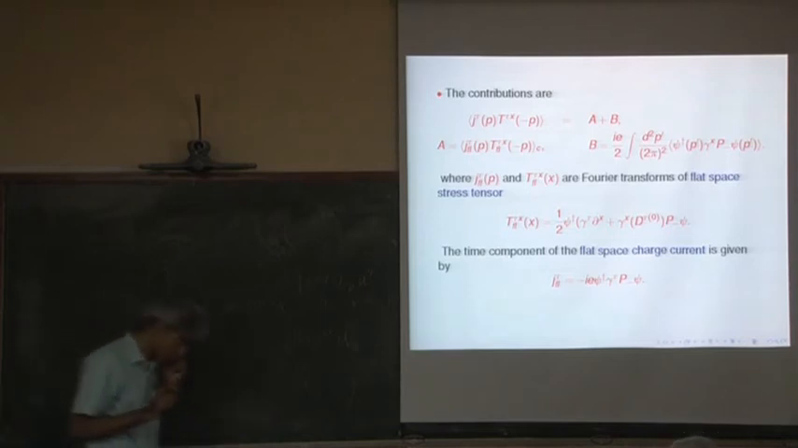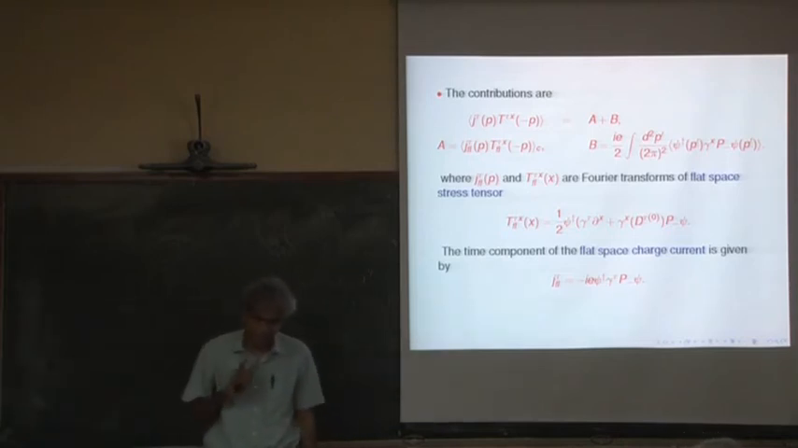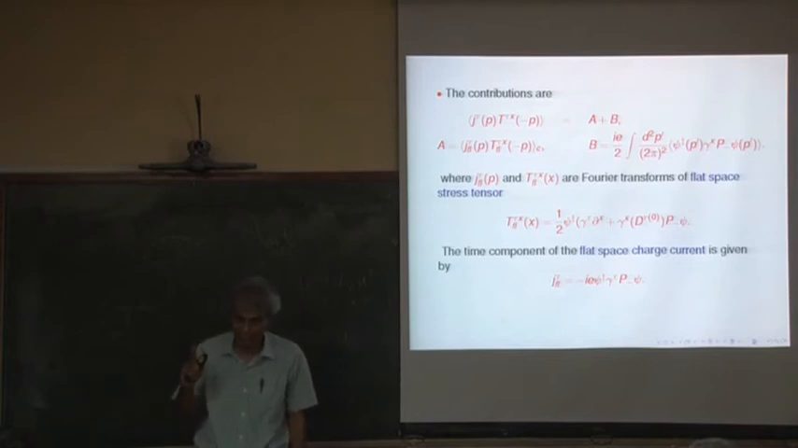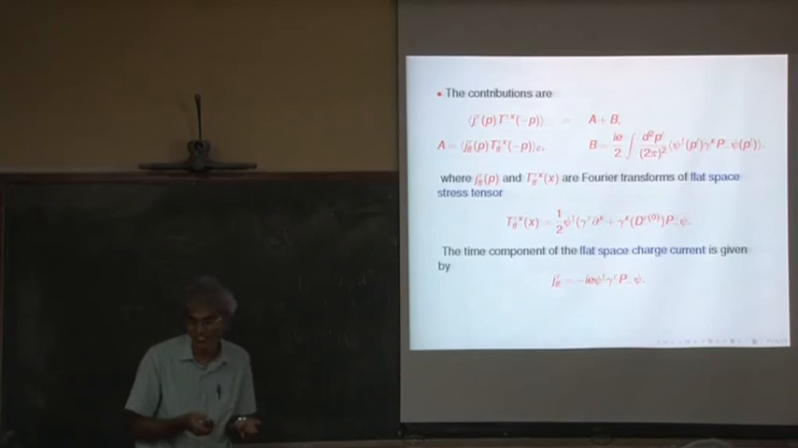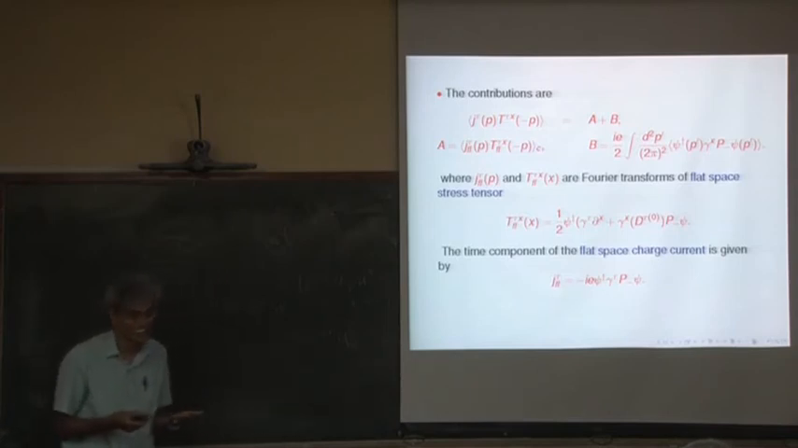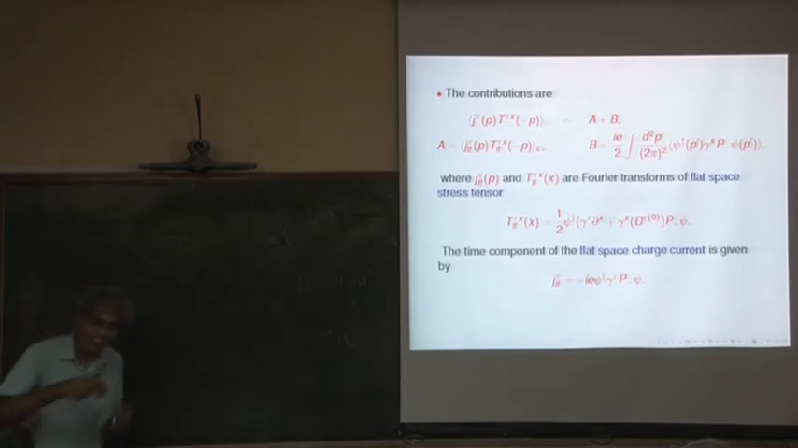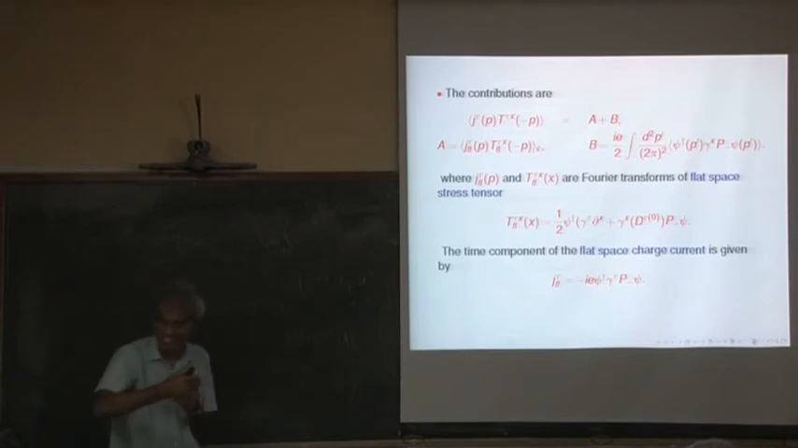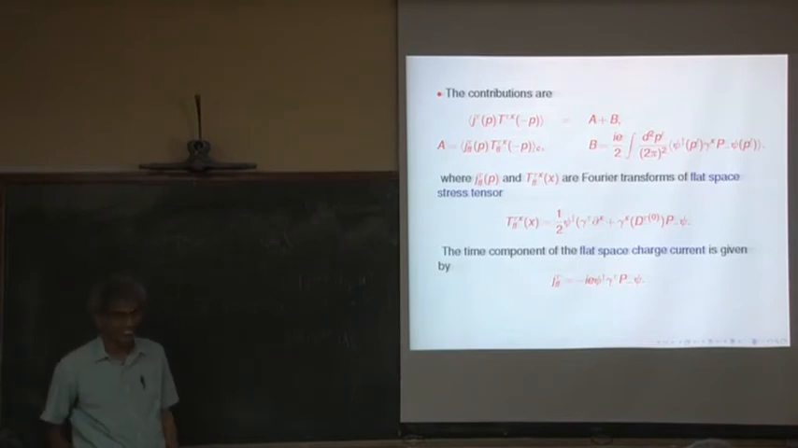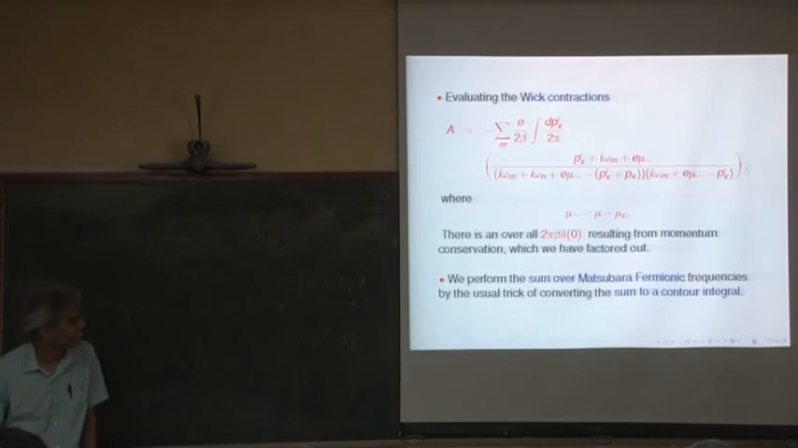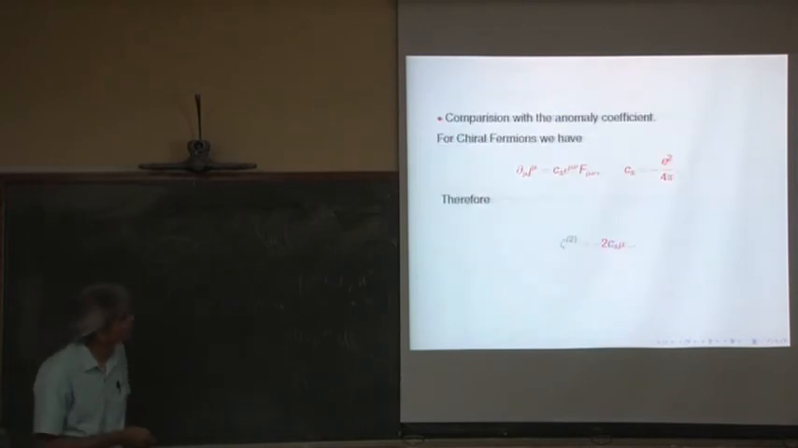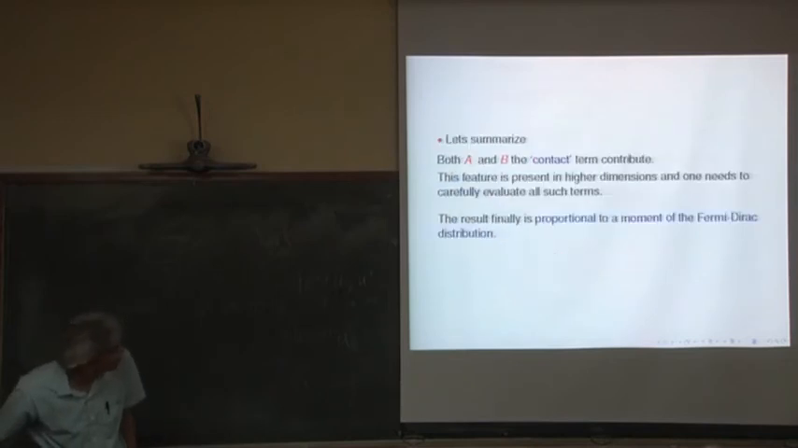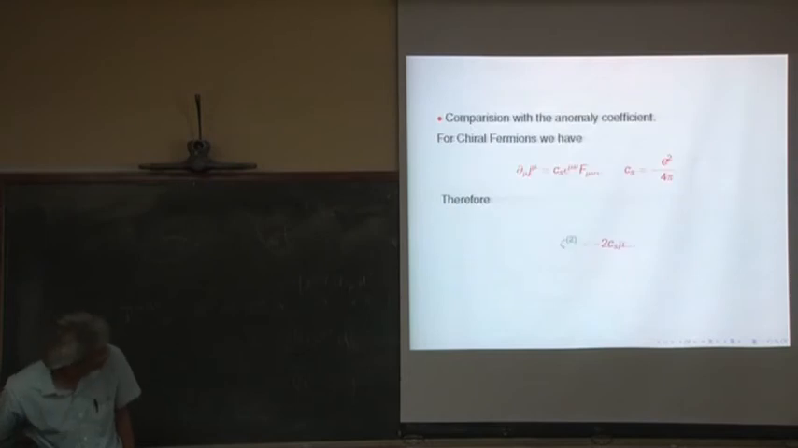Yeah, this issue of contact terms was not settled in the first evaluation by Landsteiner in 4 dimensions actually. So of course the answers are just multiplicatively off. And a holographic check was also there, and so you can easily get it. So fine. So now that we have this thing, we have the transport coefficient. We can compare it with the anomaly.